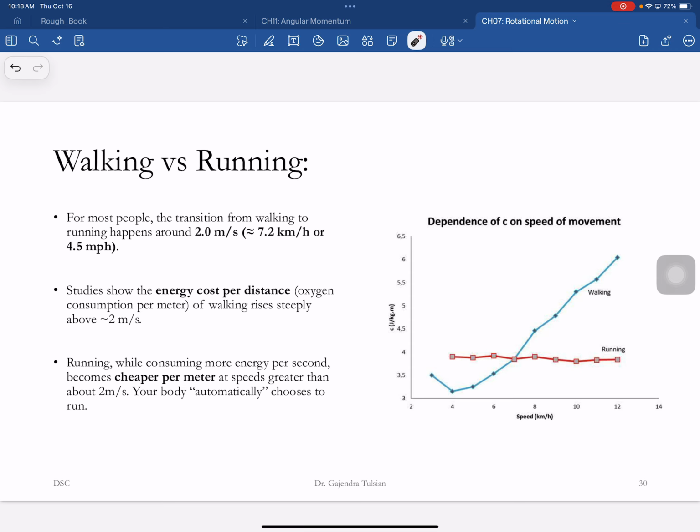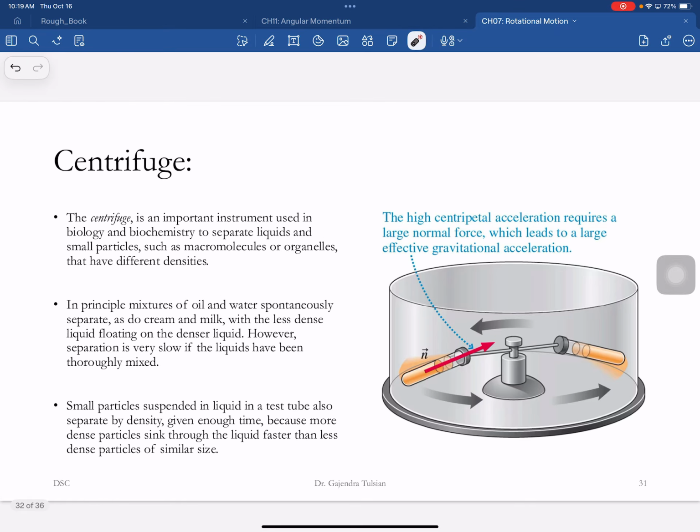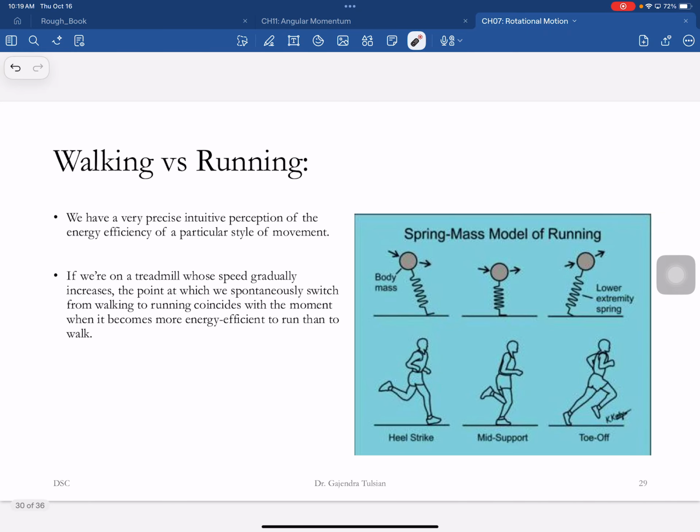And so if we put you on a treadmill and start increasing the speed of the treadmill, you'll walk till this point, and then at that point, you automatically switch to running. That's how powerful your brain is. Okay? So if we were on a treadmill whose speed gradually increases, the point at which we spontaneously switch from walking to running coincides with the moment when it becomes more energy efficient to run than to walk.